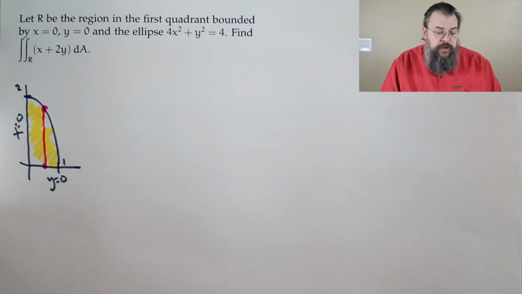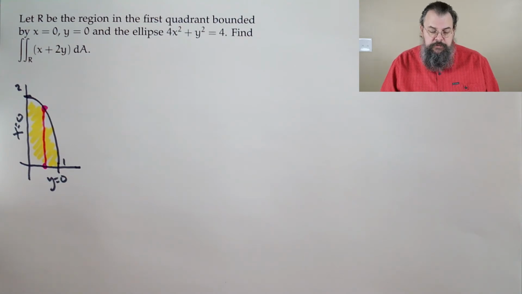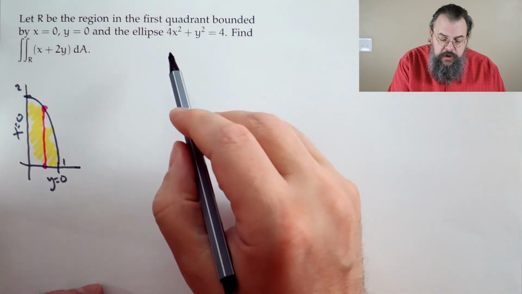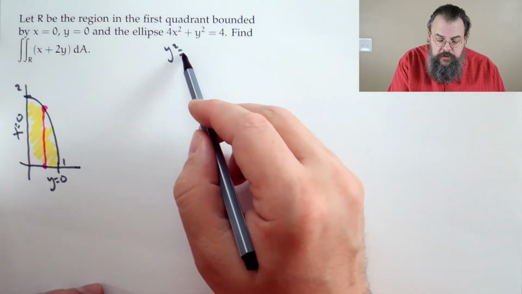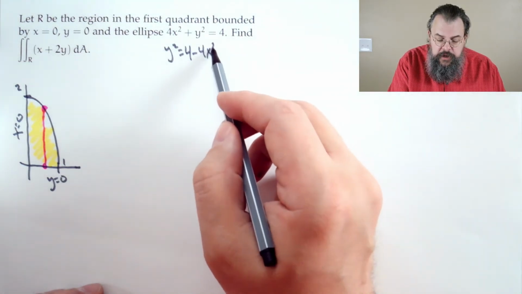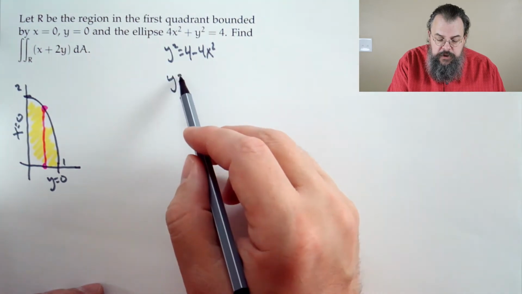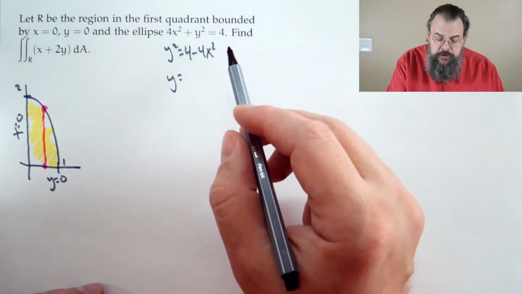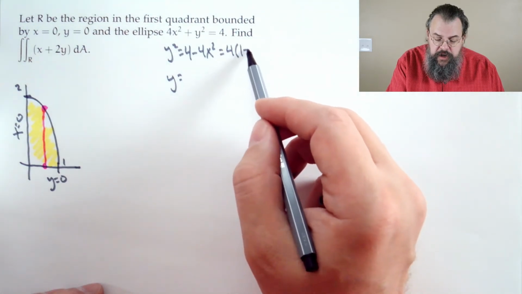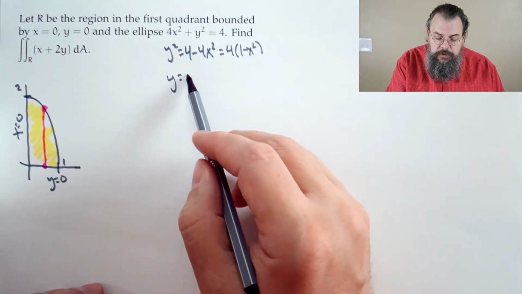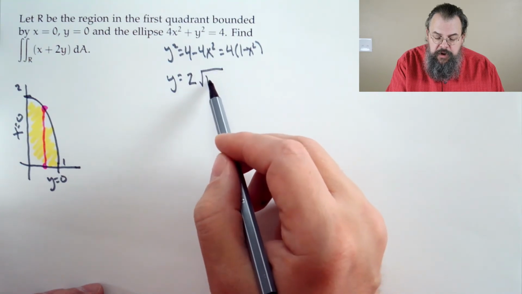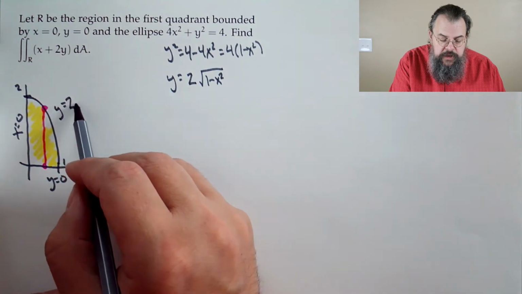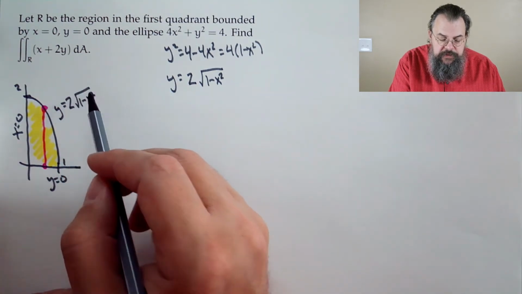So suppose we think about slicing vertically. So we solve for y. Well, what does that say? y squared is 4 minus 4x squared. And so we take the square root. We just need the positive part. And we can pull out a 4 also, because this is the same as 4 times 1 minus x squared. So when you take the square root, we get 2 times the square root of 1 minus x squared. So that's why we say it really is like a circle that's just been stretched by a factor of 2.